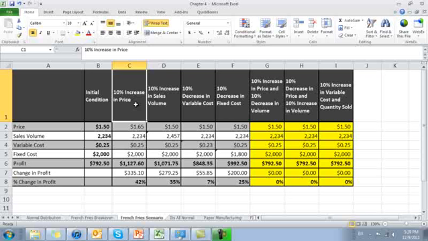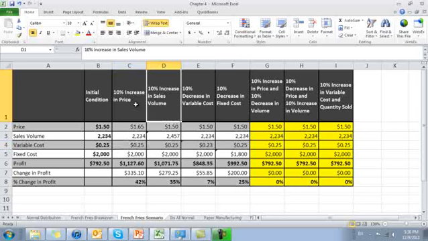Now you might be saying from your microeconomics class, but usually if I raise price, I might lose sales. Yeah, that's true. But let's just take a look first. What happens if you are able to raise price? My profit will improve by 40% if I increase my price by 10%.